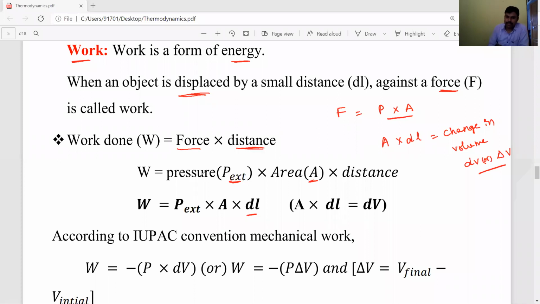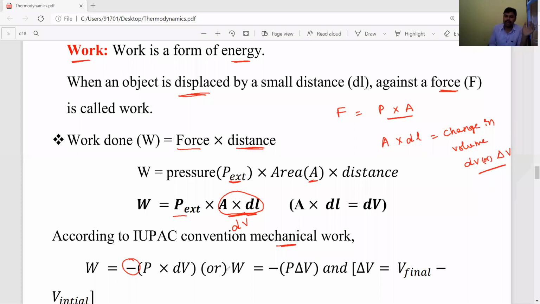Now this formula we converted into W is equal to external pressure into A into dl. This A into dl is nothing but dV, then pressure into dV. Now in our chemistry, we need to discuss mechanical work by the IUPAC convention. According to the IUPAC convention, mechanical work is the negative sign of pressure into change in volume. So you have to remember that work is equal to the negative sign of pressure into change in volume.